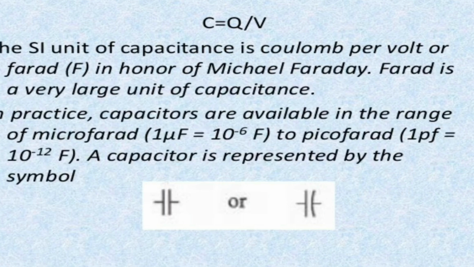And the SI unit of capacitance is coulomb per volt, or farad. This farad is a very large unit of capacitance, and in practice we use smaller units, that is 1 microfarad, which is 10 raised to minus 6 farad, 1 picofarad, which is 10 raised to minus 12 farad, etc. And the symbol of the capacitor is as shown.